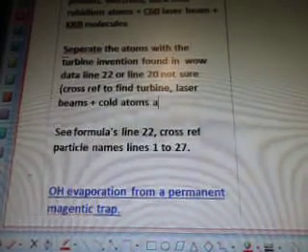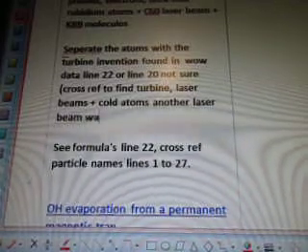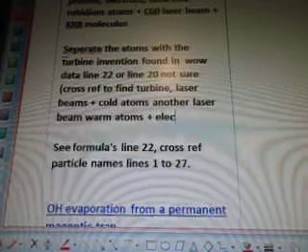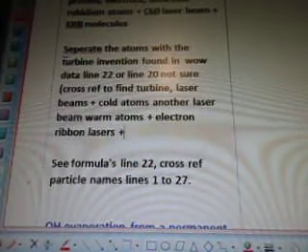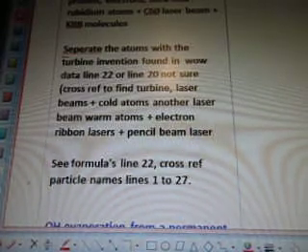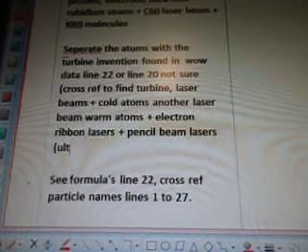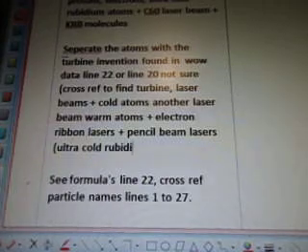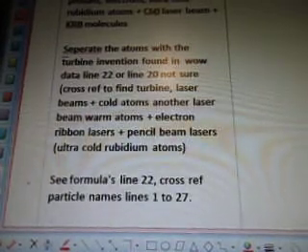And we have two different types. We got electron ribbon lasers, and then we're going to have pencil beam lasers. And I would think with our pencil beam lasers, let's make those the ultra cold rubidium atoms if we can. I'm not sure if this will work. It's just an idea. Okay.